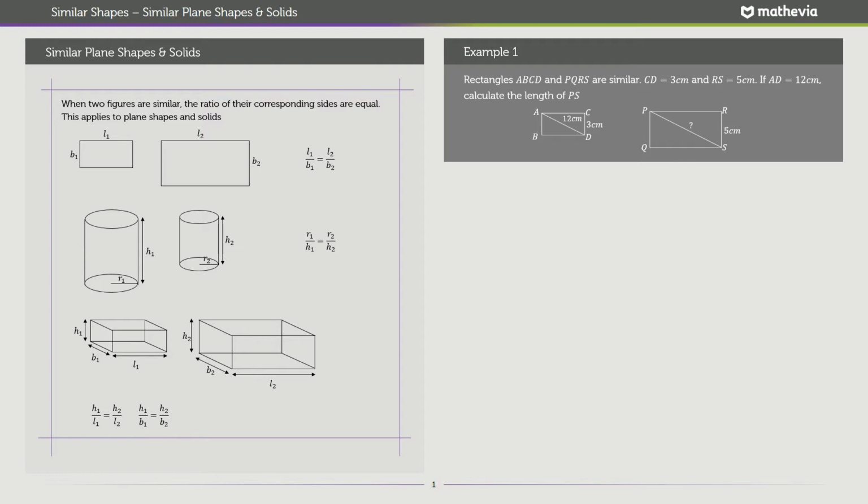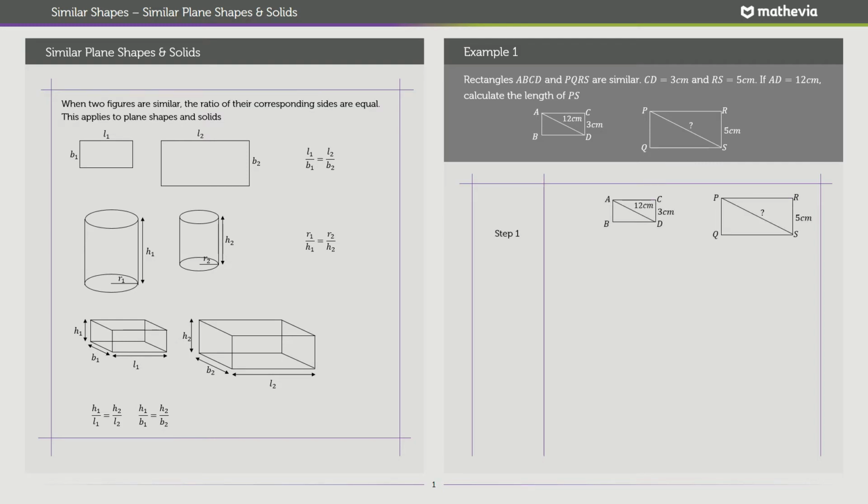We have AD as the diagonal, so we're interested in the diagonals of the rectangles. And then basically we have CD corresponding to RS, and obviously the two diagonals will correspond as well. So you start off by saying CD corresponds to RS and AD corresponds to PS, and what you have is CD over AD would equal RS over PS, and when you work that you should end up with PS as 20 centimeters.